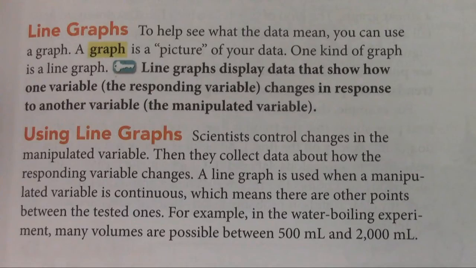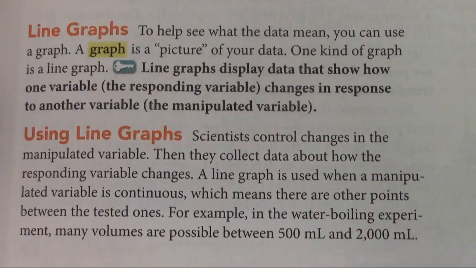Line graphs. To help see what the data mean, you can use a graph. A graph is a picture of your data. One kind of graph is a line graph. Line graphs display data that show how one variable, the responding variable, changes in response to another variable, the manipulated variable.